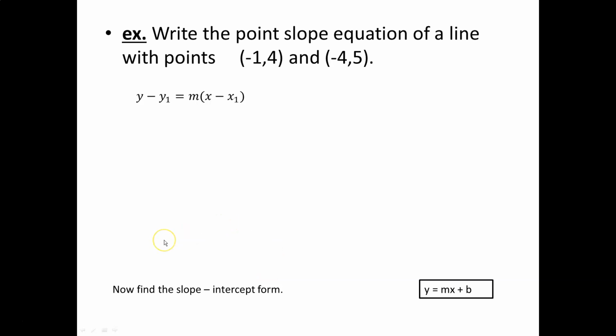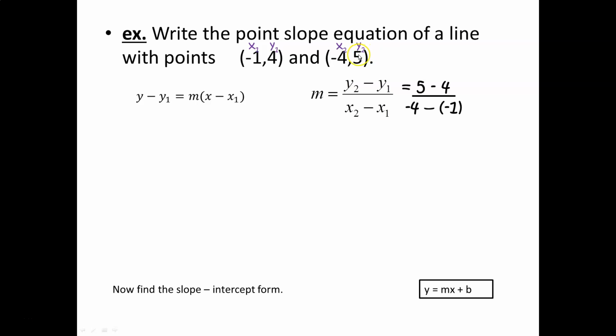Write the point-slope form of the equation of a line with the points -1, 4 and -4, 5. How am I going to get started? Well, we need to figure out what m is. How do we do that? Oh, we have a handy dandy formula. So there's our slope formula. We're going to take our x1, y1 and x2, y2 and fill in the blanks.